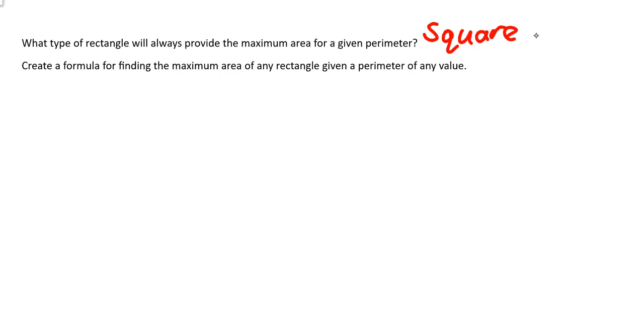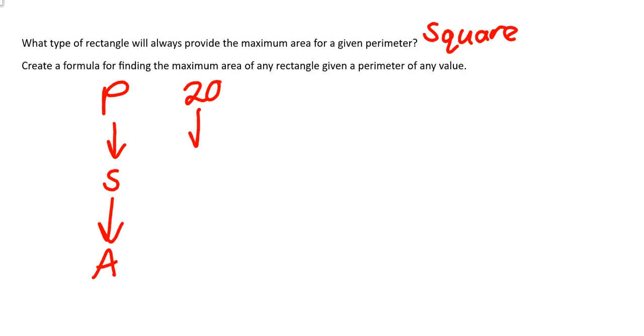So now the question is, is there a formula that would help us to go from the perimeter to the side length to the area? In this case, the perimeter was 20, and we found out that the side length was 5, and the area was 25. How can we go from 20 as a perimeter to 25 as an area?